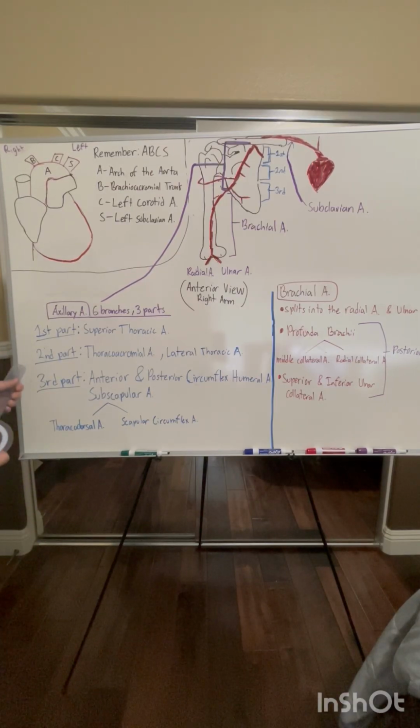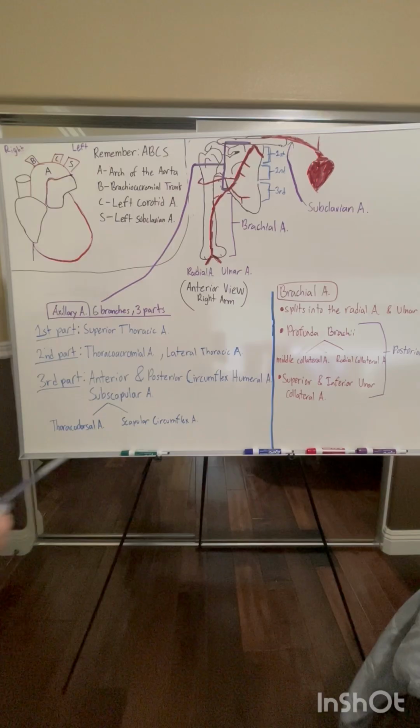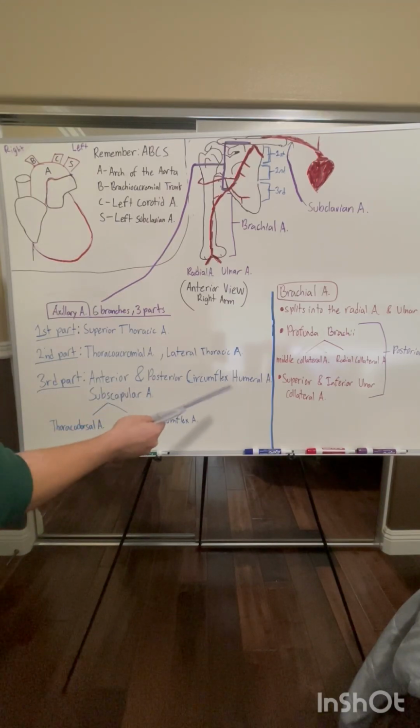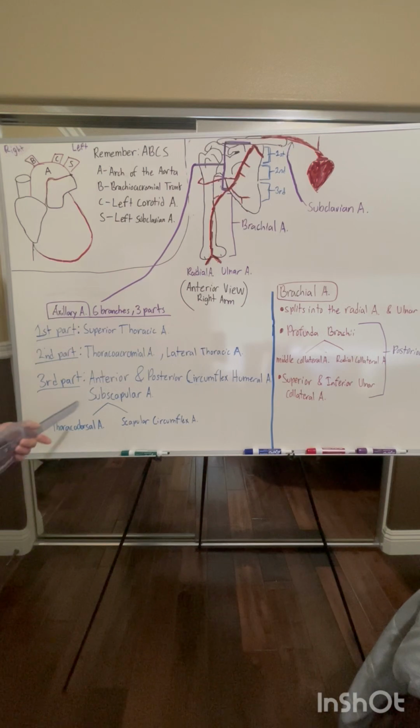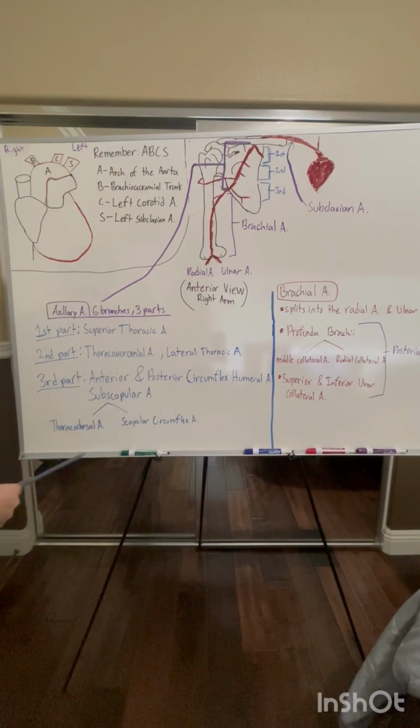So for the first part, it would be the superior thoracic artery. The second part would be the thoracoacromial artery and the lateral thoracic artery. The third part being the anterior and posterior circumflex humeral artery and the subscapular artery. And then I just put other branches for the subscapular artery, which are the thoracodorsal artery and the circumflex scapular artery. So that's everything that's going to be supplying the shoulder.